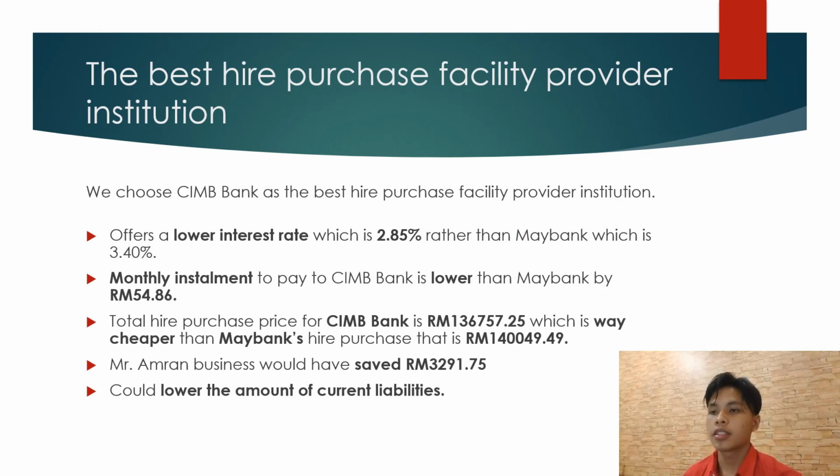For the best hire purchase facility provider institution, we choose CIMB Bank as the best hire purchase facility provider institution because of various reasons. The first reason is because CIMB Bank offers a lower interest rate when applying a hire purchase, which is 2.85%, rather than Maybank, which is 3.4%. Next, the monthly installment for Mr. Amran to pay to CIMB Bank is lower than Maybank by RM54.86. This will ease his business monthly cash flow to pay for the installments.